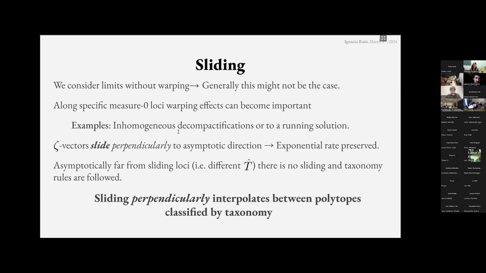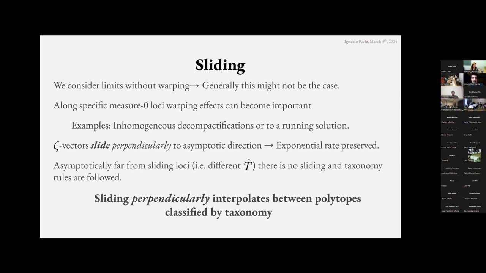And along these directions, the vectors, I will show you an example now, are going to slide perpendicularly to the direction that we're moving, which will result in the exponential rate of these towers being preserved. Once we move slightly off in the direction from this locus in which we are getting the sliding, we will recover some of the polytopes that are classified by the taxonomy rule. So one could interpret this sliding as a perpendicular interpolation between different polytopes from the taxonomy.